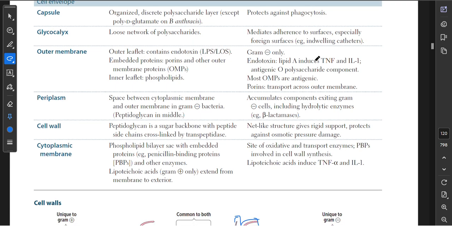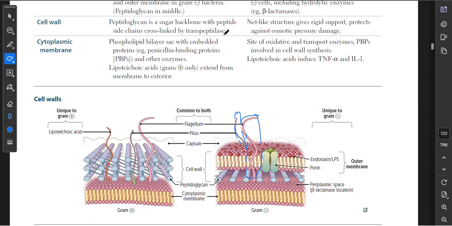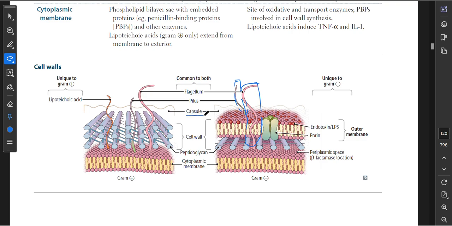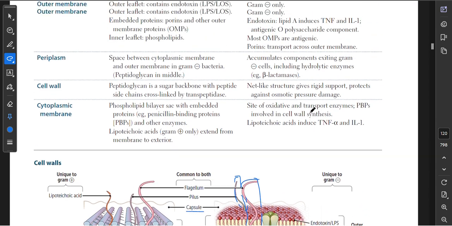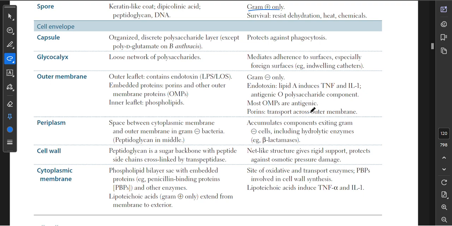envelope. The most important one is the capsule. You can see in this diagram, this is the capsule right over here, this one and this one. What does the capsule do? Capsule is an organized, discrete polysaccharide layer except poly-D-glutamate in B. anthracis. You need to memorize this कि ये जो बैक्टीरिया है specifically B. anthracis, इसके अंदर कैप्सूल प्रेजेंट नहीं होता.